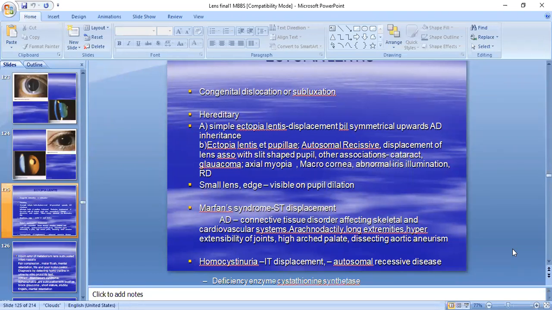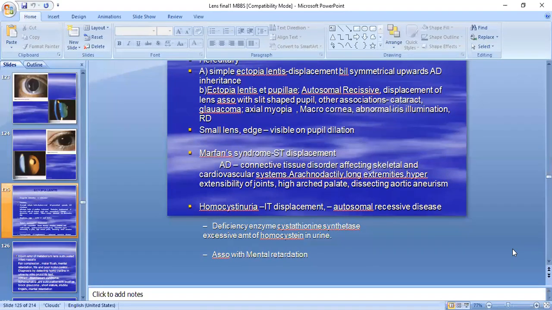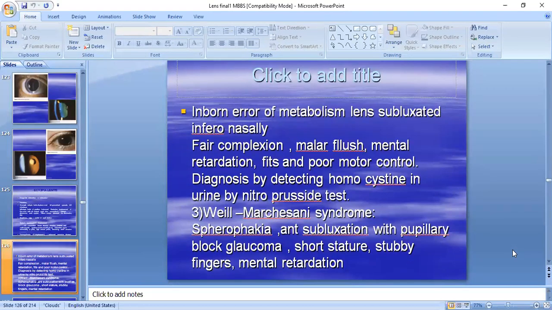The other one we have is homocystinuria. Here the displacement is inferotemporal, and the inheritance is autosomal recessive. It is an inborn error of metabolism, with the lens subluxated inferonasally, as I have already mentioned. A fair complexion of the individuals will be there, with malar flush. Mental retardation of the children occurs, and the patient may have convulsions and poor motor control. Diagnosis is by detecting homocysteine in the urine by the nitroprusside test.